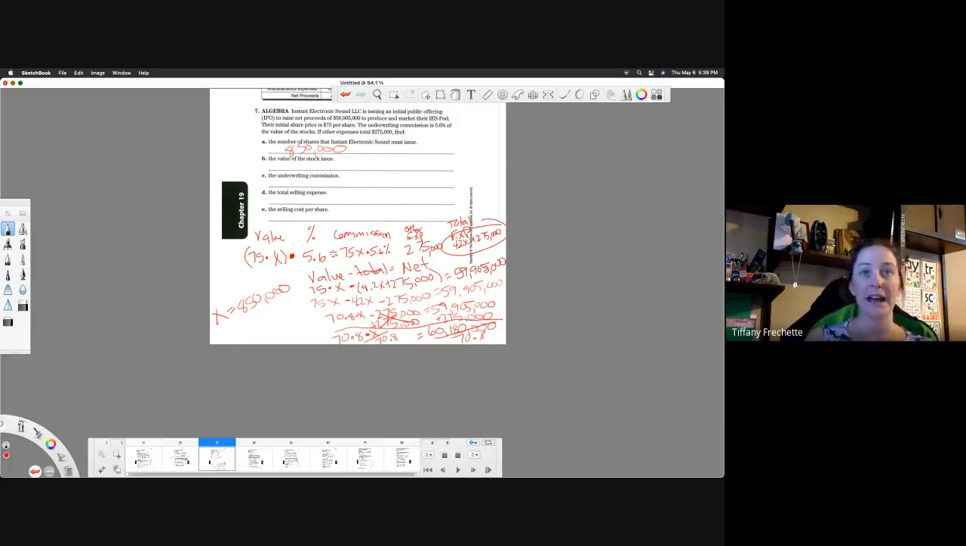Now that we have the number of shares, it says the value of the stock issued. We want to know how much each one was. Well, or not how much each one was, but how much total it was. Well, they were $75 each, and we already wrote that right here. We know how to figure this out. 75 times 850,000. This is how many I'm issuing. This is how much they are each. So this will tell me the value.